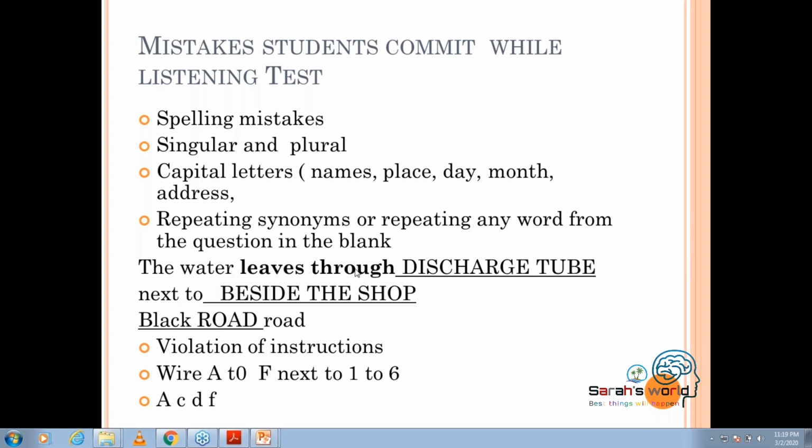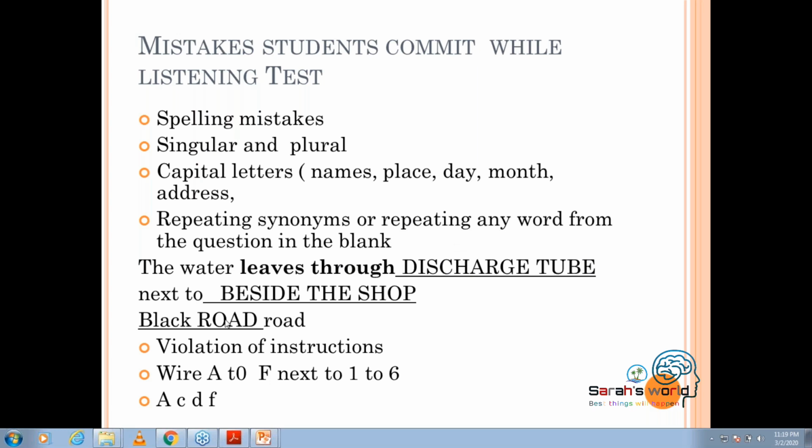Repeating the same. For example, if you say the water leaves through dash, now leaves through and discharge, are they different words or the same words? They both are the same words, right? So that's the reason why the examiner will put this as wrong. We cannot repeat the same word again in the blank having the same meaning. Did you understand that?